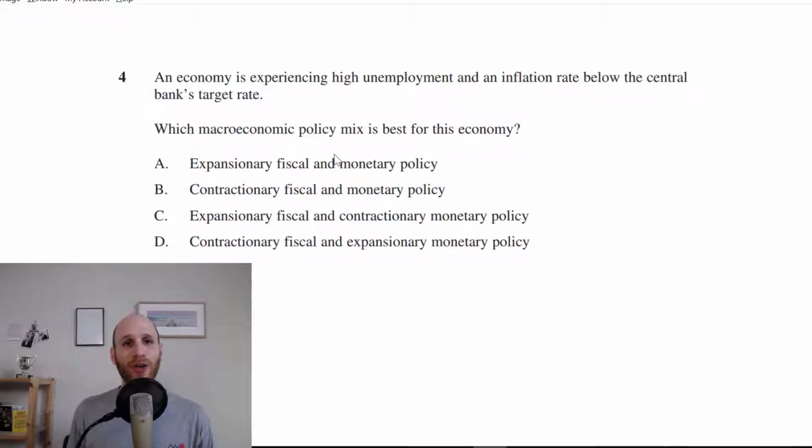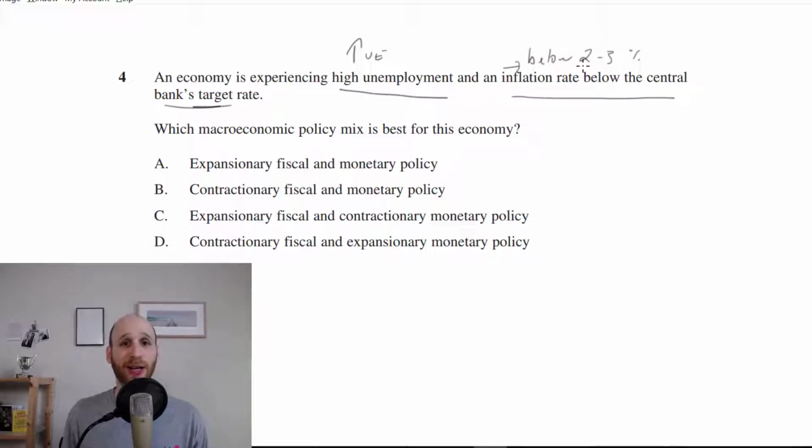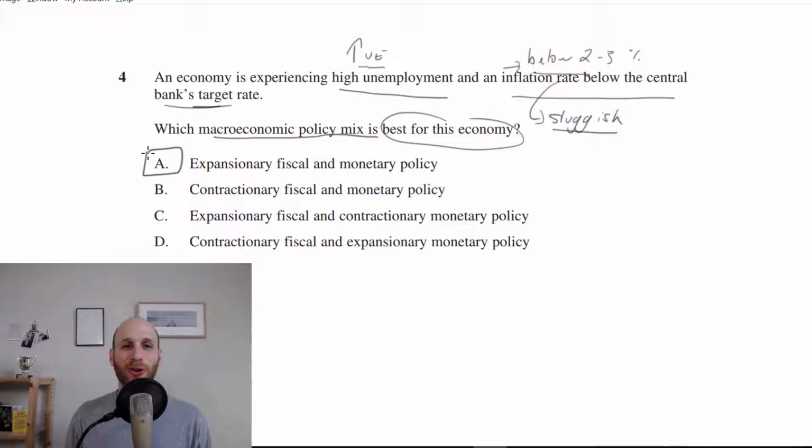So here we are with question four, which says an economy is experiencing high unemployment and an inflation rate below the central bank's target rate. So inflation is below that 2 to 3% target band. Which macro policy mix is best for this economy? If I'm looking at these two factors, I'm thinking that the economy here is a bit sluggish. So what could be useful is if we give the economy a boost to try and reduce unemployment, and also we can afford to increase inflation a little bit more.